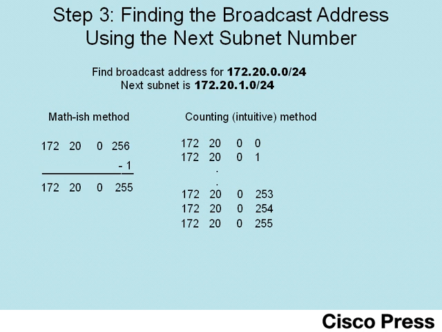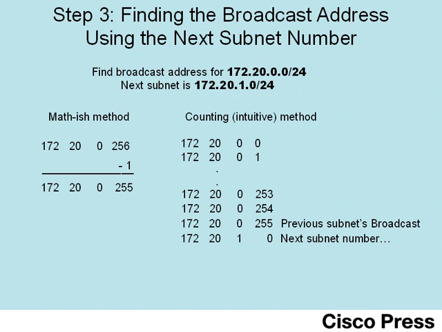So instead of writing 256, which is out of range, you write down a 0 and carry a 1, and you end up with 172.20.1.0. Well, you might notice that's a bit different. In fact, that's the next subnet number. So knowing that fact, and knowing that the previous subnet's broadcast address is 1 less than that subnet number, you can easily recognize that 172.20.0.255 is the previous subnet's broadcast address.